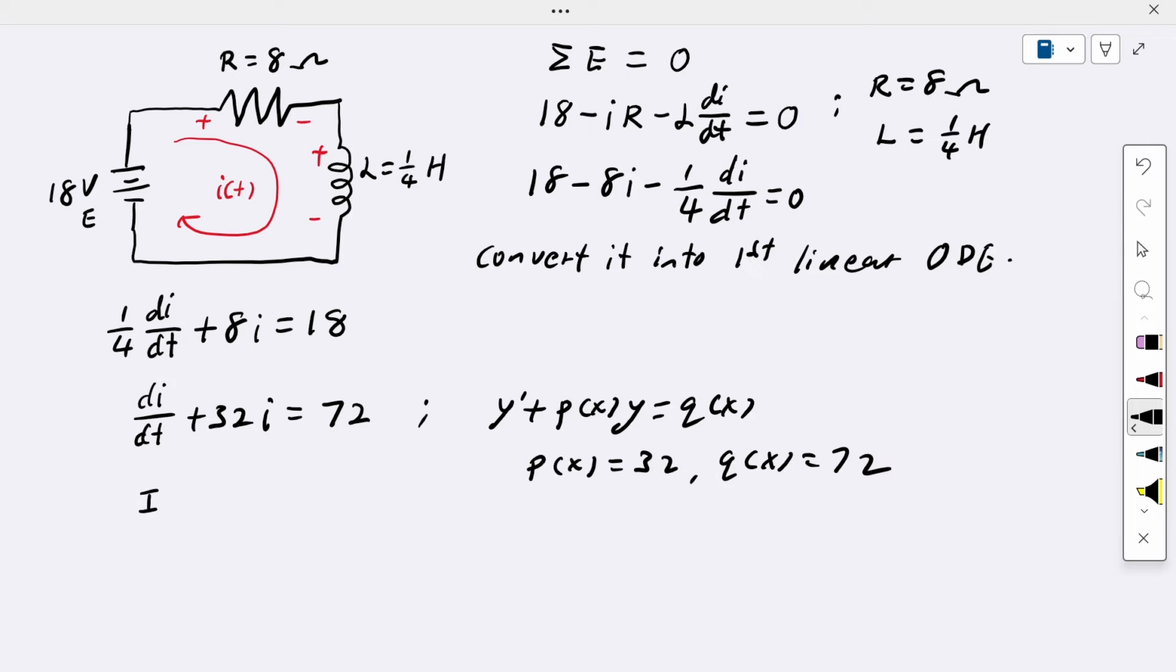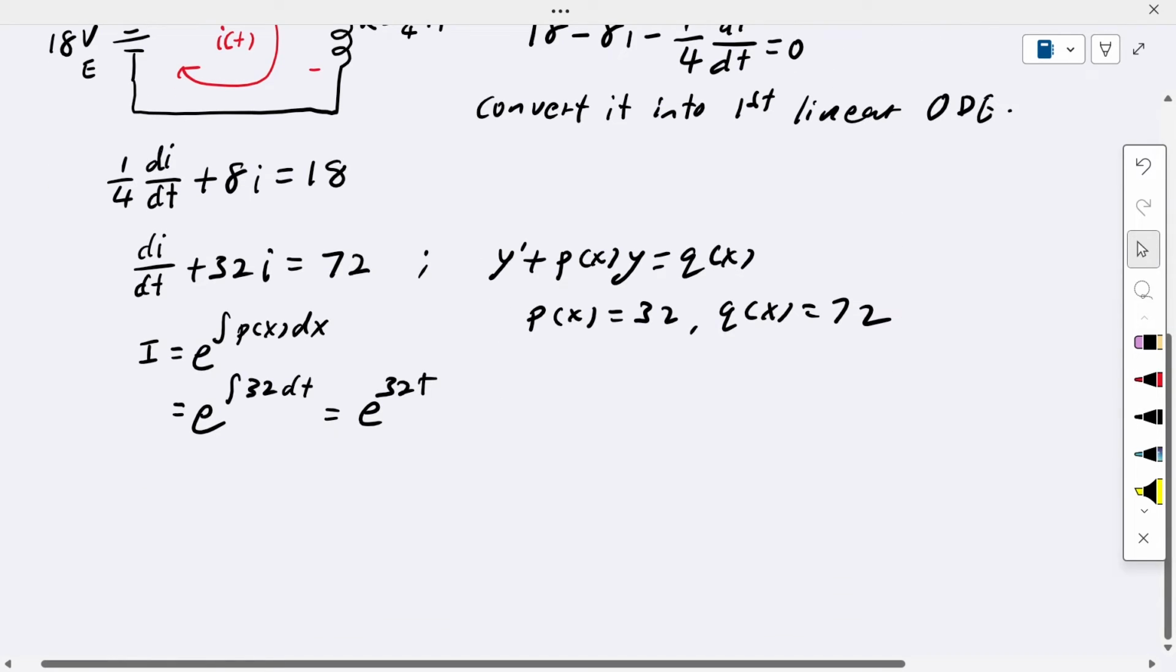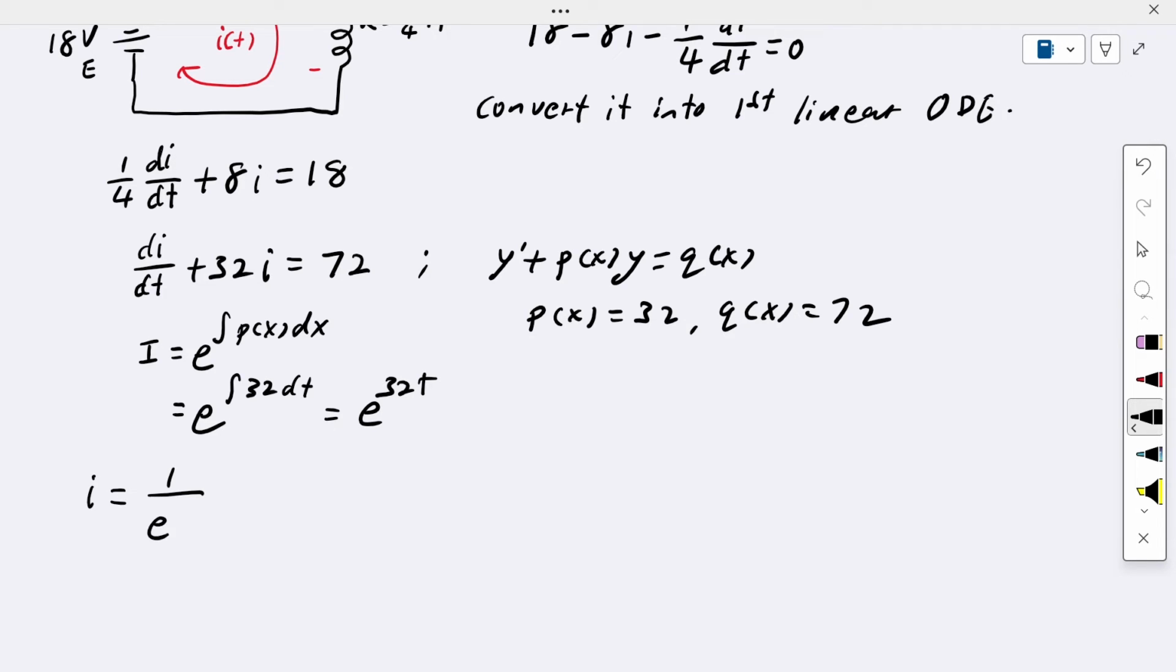So we find the integrating factor, which is exponential of the integral of p(x) dx. So in this case, p(x) is 32, and dx is changed to dt. So we have exponential 32t. And then we're going to apply the formula to find the current. I is equal to 1 over the integrating factor, exponential 32t, times the integral of the integrating factor times q(x), which is 72, dt, plus c.